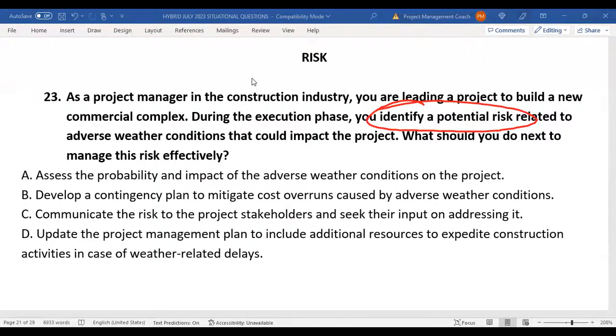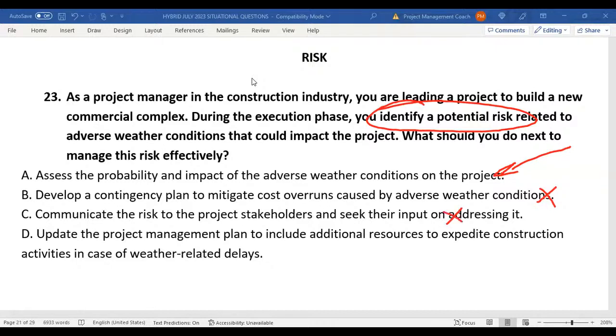You've not done a qualitative risk analysis. And the qualitative risk analysis is assessing the probability and impact. Developing a contingency plan will be planned risk responses. Too early to do that. Communicating the risk to stakeholders and seeking their input is like, mother may I. Why do you need to do that when you're capable, right? That would not be the best option in this case.